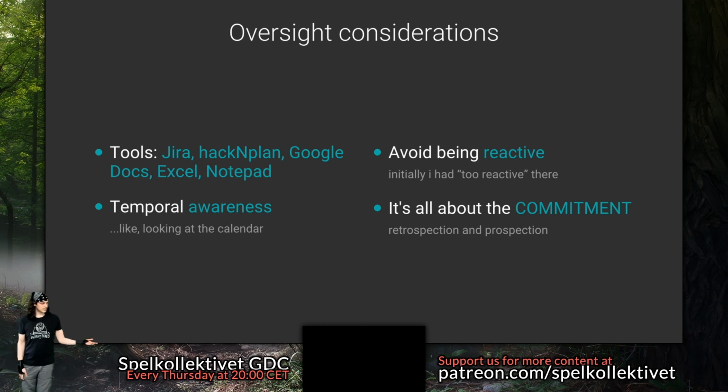There's the Atlassian stack that has Jira, for example, for task management. You can log your time there. You can use Toggl. You can use Hack and Plan, for example, or you can use Google Docs and Google Calendar or Excel or Notepad or a piece of paper to track how much time you've been spending on things and how far you have gotten with whatever you've been setting out for yourself. It's all about being aware of the time that you have been spending and where did it go.